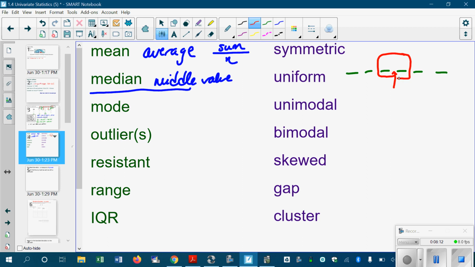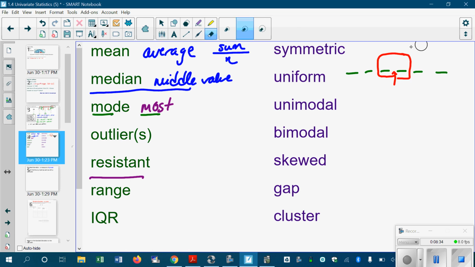All right, the next chunk in your notes has 3 terms: mode, outliers, and resistant. The mode is the most common value or values. So I like to remember that by noticing that both of these terms start with MO. So you can have a data set that has multiple modes.